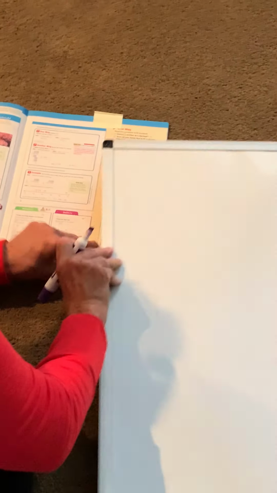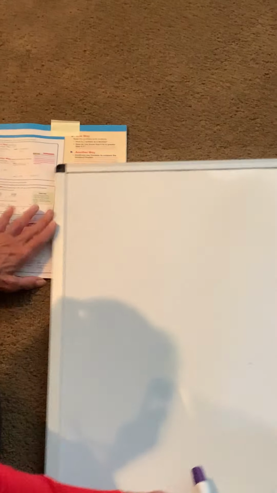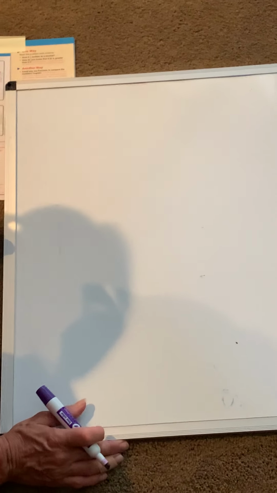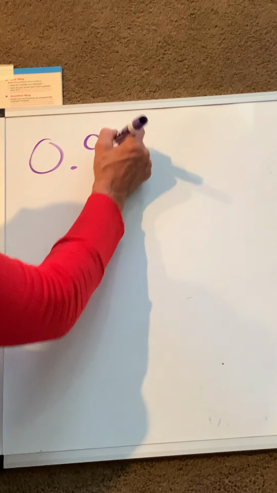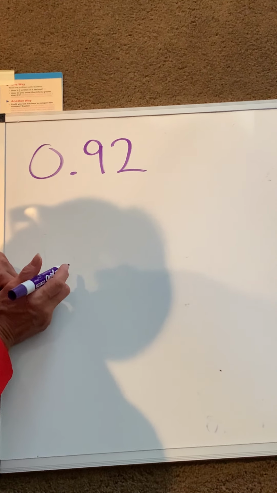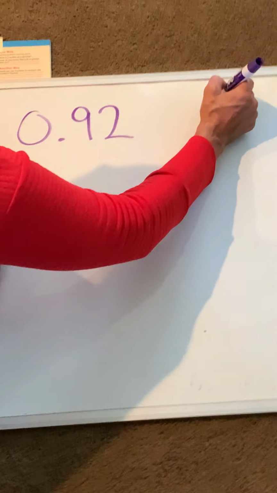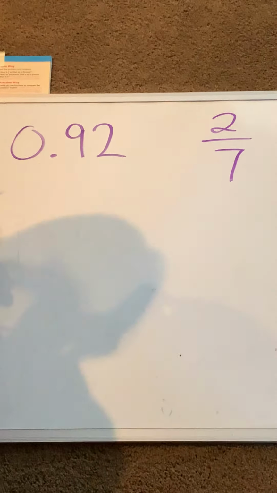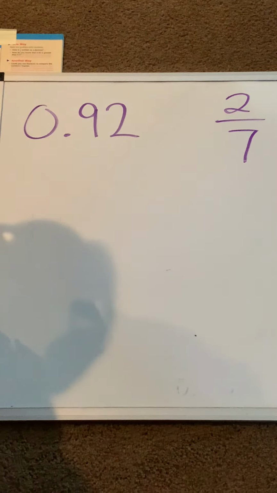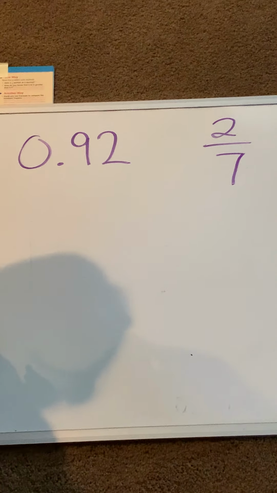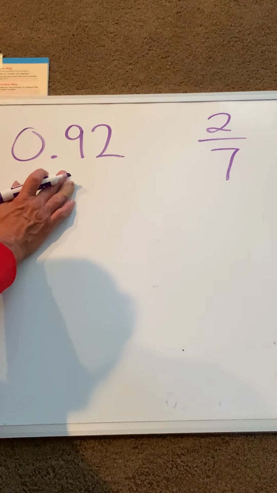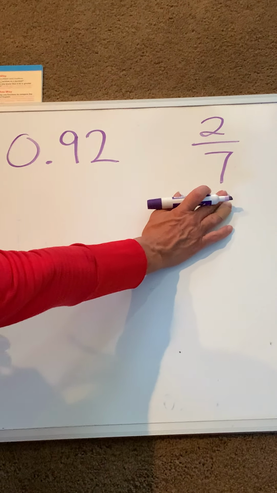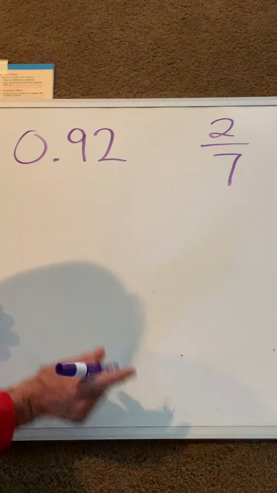The next example at the top of page 54 is with greater than, less than, or equal to. And they give you a decimal, 0.92 or 92 hundredths, and 2 sevenths. And they want you to say whether it's greater than, less than, or equal to. Now this is really your choice. You can convert this to a fraction in simplest terms, or you can convert this to a decimal. I'll do both so that you can see how to do both.